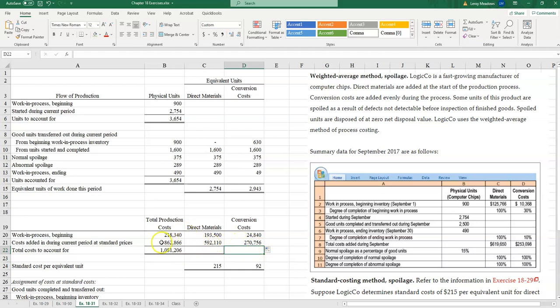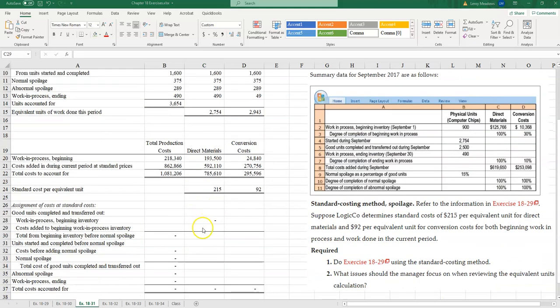So the cost to account for is 1,081,206. That's total production cost. 218,340 from beginning inventory, plus additional costs added in this period of 862,866. And again, we're using standard costs. We're not just assuming the numbers over here are correct. And how much in total conversion cost do I have to account for? 295,596. And for direct materials, 785,610. Now let's compute and complete the assignment of costs at standard rates.